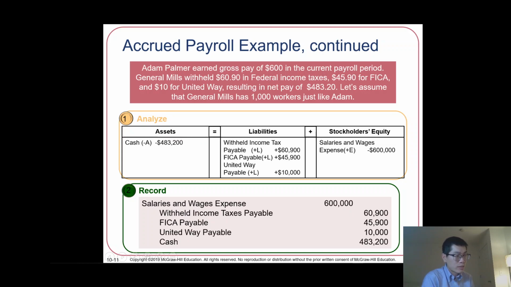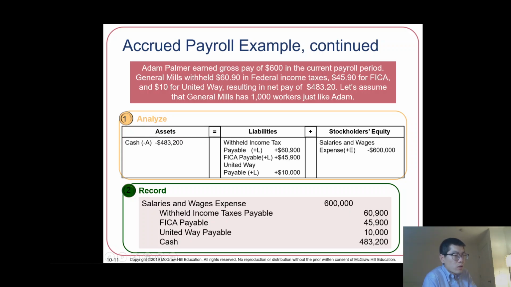When it's an expense, we debit salary and wages expense, and then credit all these things. And what are these things? Withheld income taxes payable, FICA payable, United Way payable, and cash. Basically, we paid employees the take-home net pay, which is $483,200. This is the net payment employees receive, the walk-away payment, and all the others are withheld.